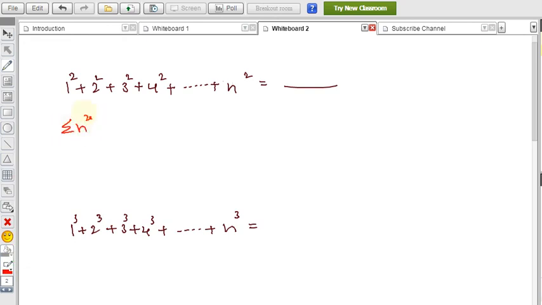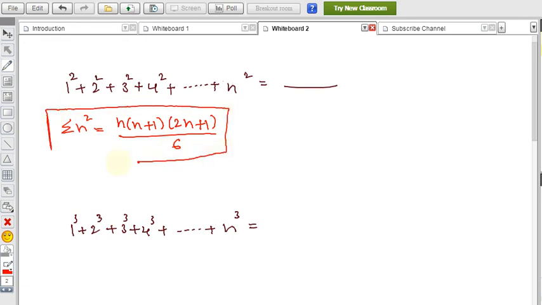Sigma n square. This is the symbol sigma. Sigma is nothing but sum. So the sum of the squares of the natural numbers we can denote like sigma n square. Sigma n square is n into n plus 1 into 2n plus 1 by 6. This is the formula for the sum of the squares of the natural numbers.